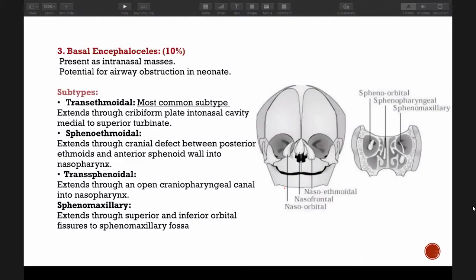Cribriform plate, medial to the superior turbinate. Then we have the sphenoethmoidal, which extends through the cranial fossa between the posterior ethmoid and the anterior sphenoid into the nasopharynx. We have transsphenoidal, extending through the open craniopharyngeal canal into the nasopharynx, and finally the sphenomaxillary, extending through the superior and inferior orbital fissures to the sphenomaxillary fossa.